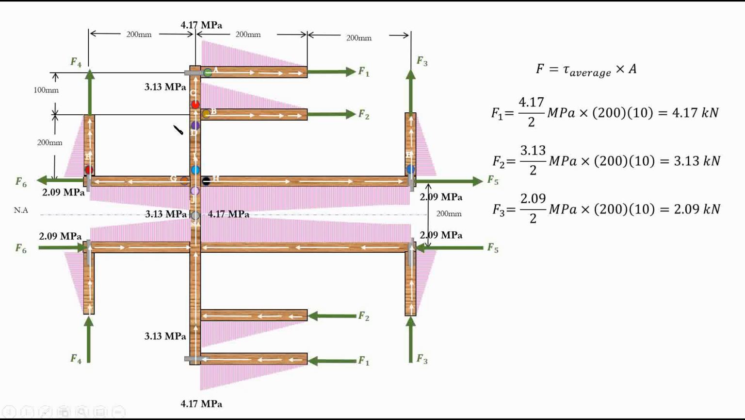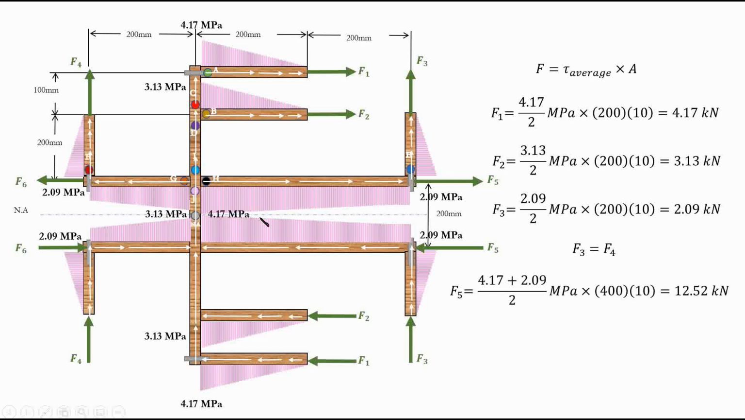For F3 here, F3 is right here. And this is the segment that we're discussing here. Area of this segment, which is 200 times 10, multiplied by the tau average. What is tau average? It is 2.09 divided by 2, or 2.09 plus 0 divided by 2, right? The average stress value. F4 and F3 basically have the same exact idea behind them, exact same value.